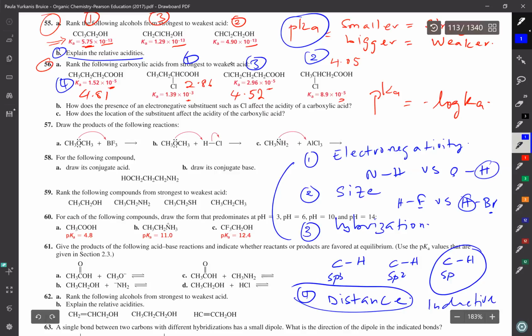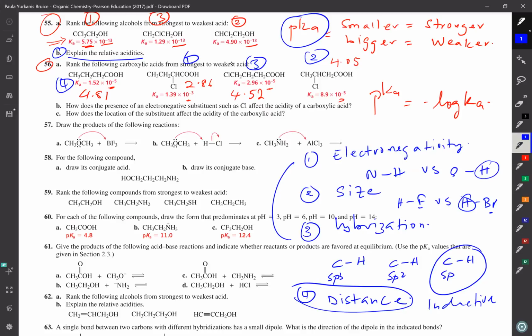So we refer to that as the inductive effect. The inductive effect will die down with distance. As you go further, induction decreases. Does that make sense?